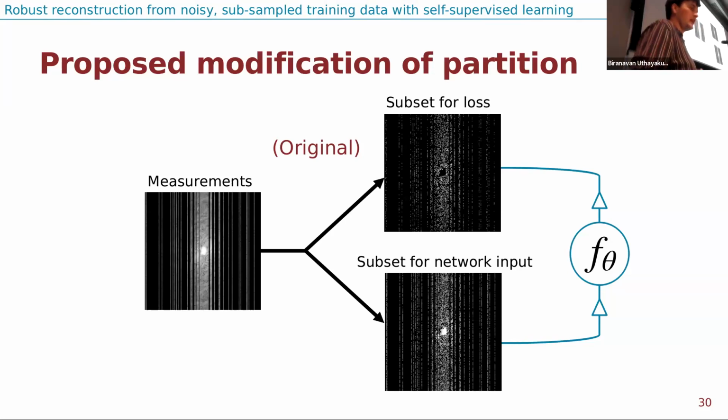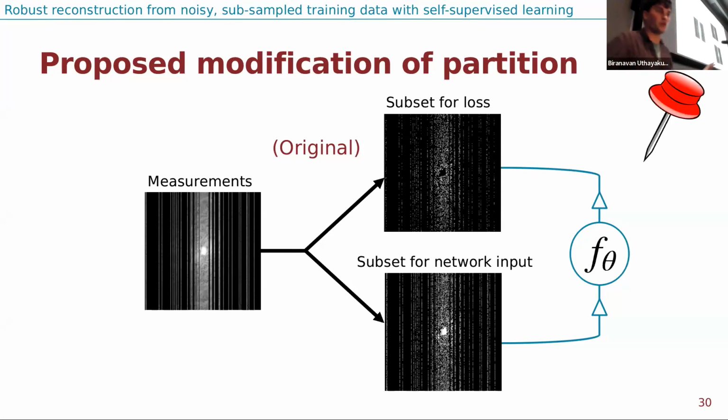So do you remember when I first presented SSDU, I showed partitioning like this. The original sampling was in 1D and the partitioning was in 2D. This is how it's originally suggested in the SSDU paper.